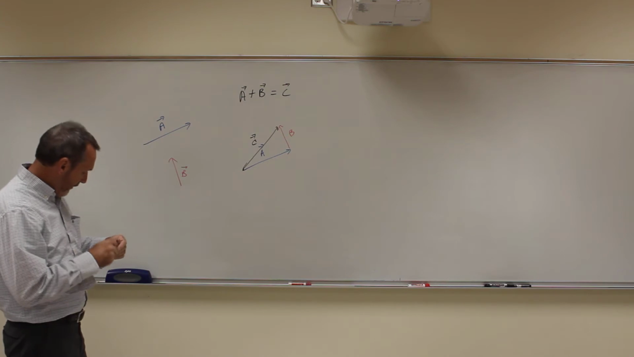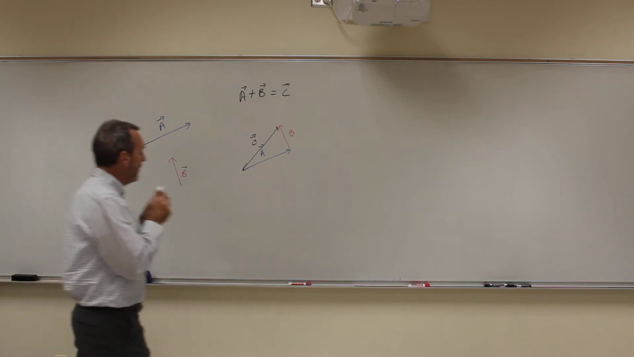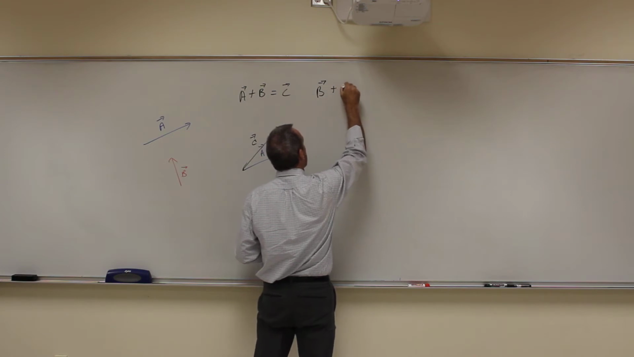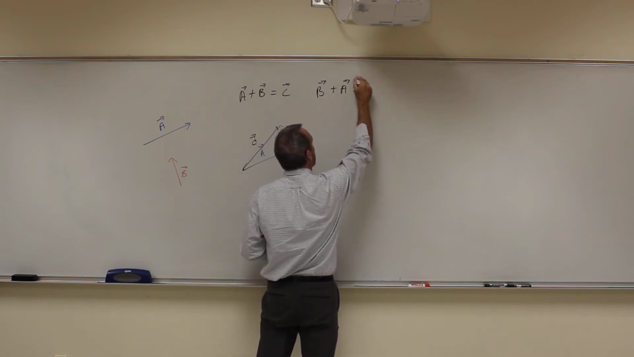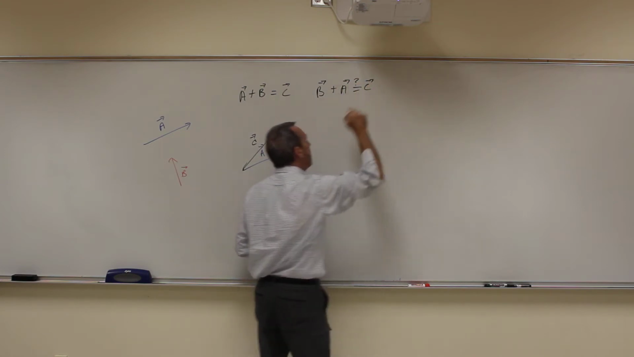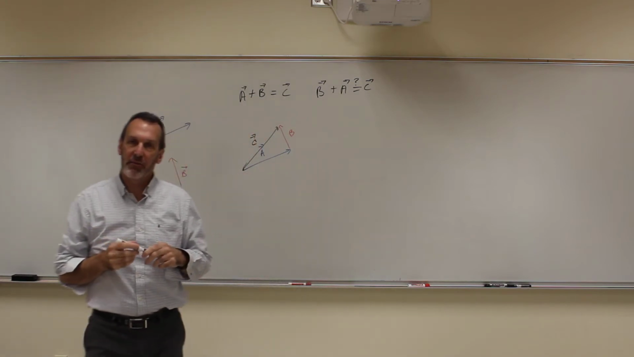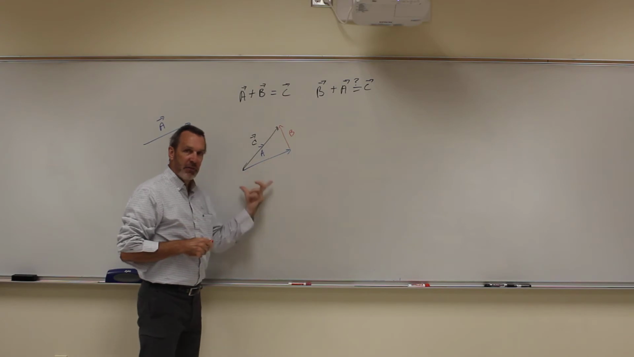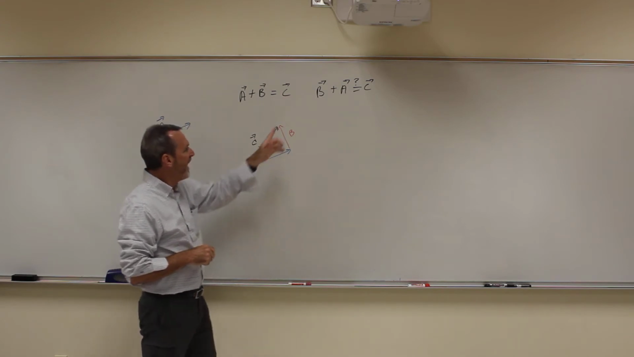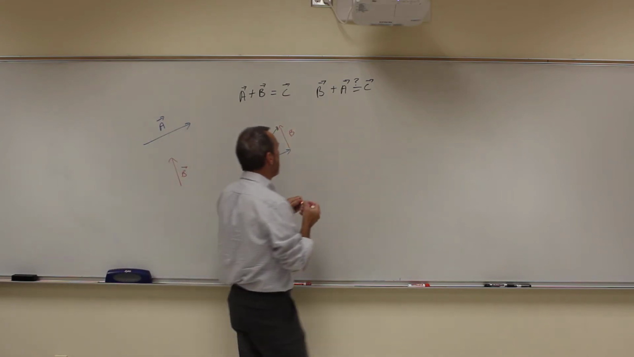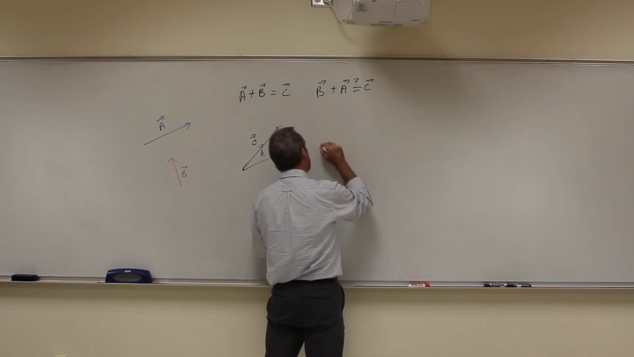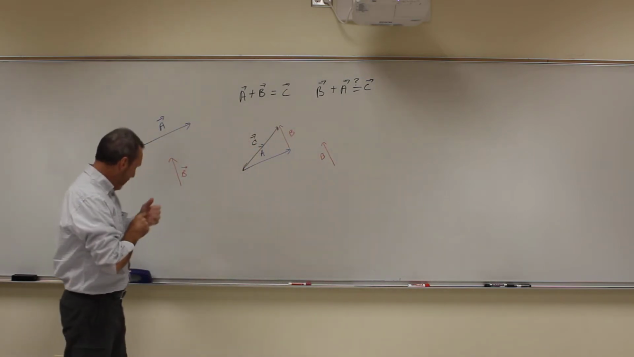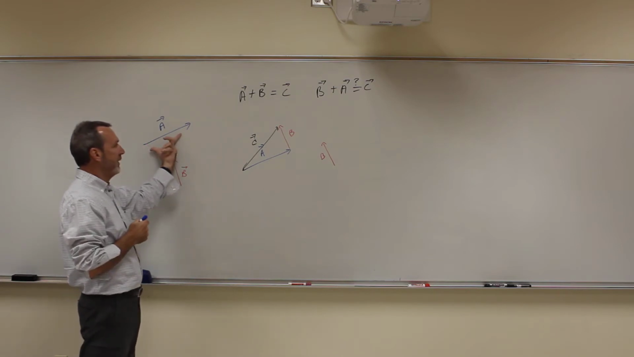Now the question is, would you get the same thing if you added it this way? If I said vector B plus vector A, does that equal vector C? I mean, if I flip them around, am I going to get the same thing? Well, this is what's called graphically adding vectors. We're going to do the same thing. So now I'm going to start with vector B. Remember, I can put it anywhere. Here's my vector B. And then I take vector A, right here.